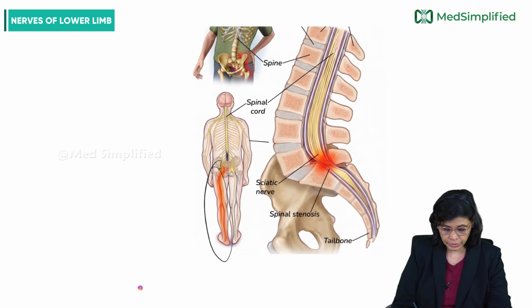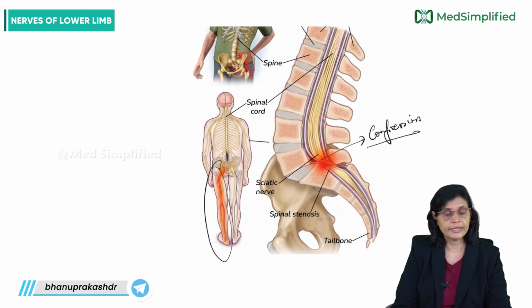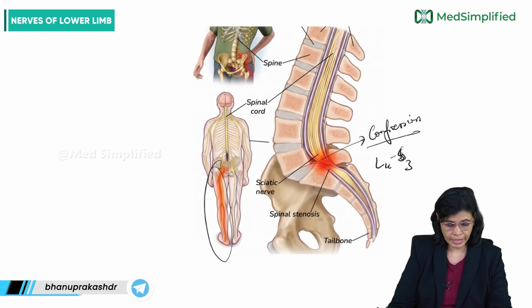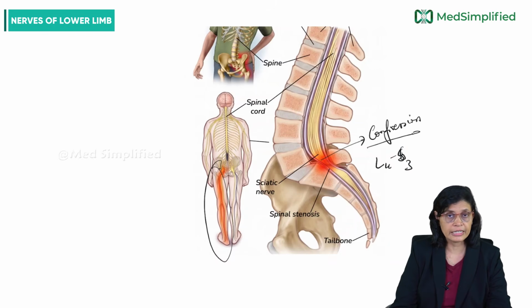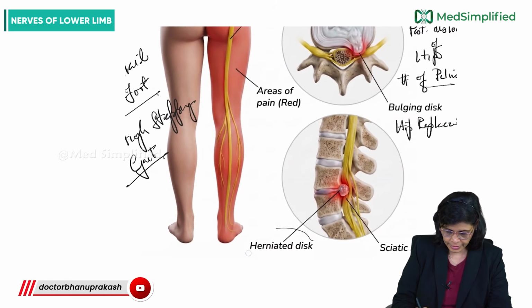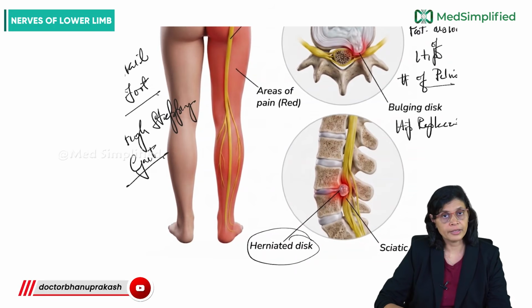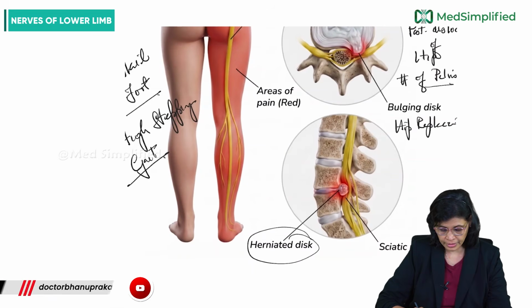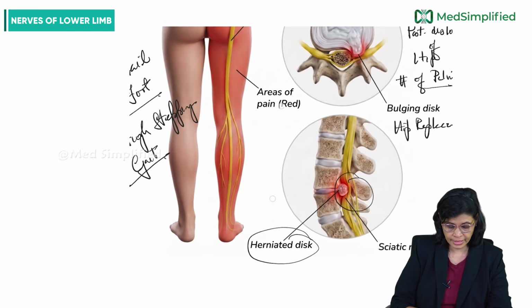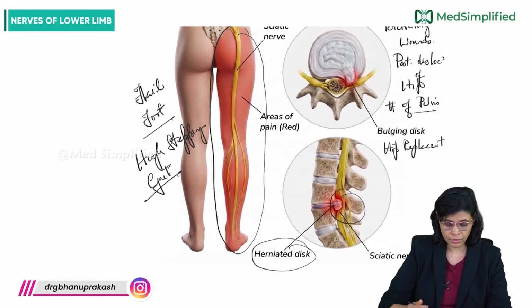It occurs due to compression, usually compression and irritation of the L4 to S3 spinal nerves, which can be because of a herniated intervertebral disc. This is the herniated disc which we can see here. A herniated intervertebral disc of the lumbar vertebrae can cause compression of the nerve, leading to sciatica. So we can see the entire distribution here where there will be shooting pain along its course.